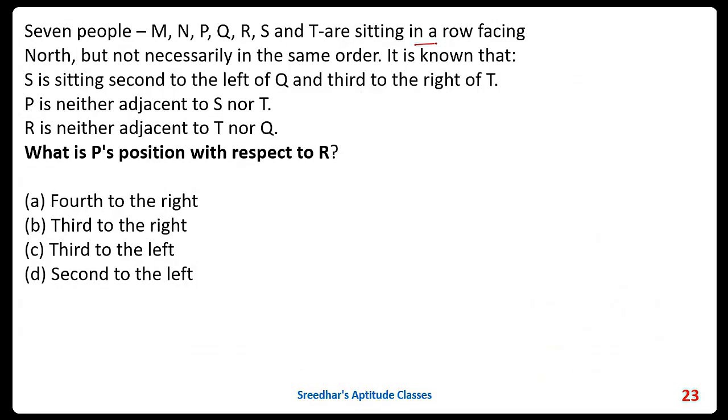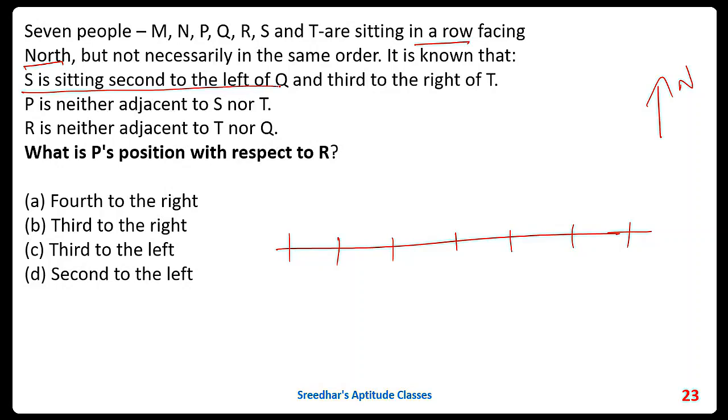So here they are sitting in a row facing north. So 7 people. 1, 2, 3, 4, 5, 6, 7, and they're all facing north. S is sitting second to the left of Q and third to the right of T. Suppose if I take Q here, S is sitting second to the left of Q and third to the right of T. I can take T here, right?